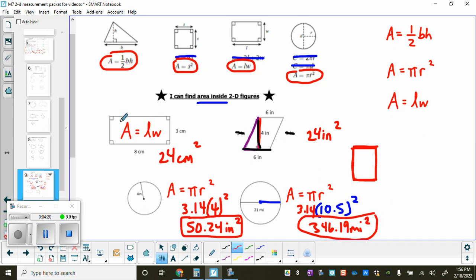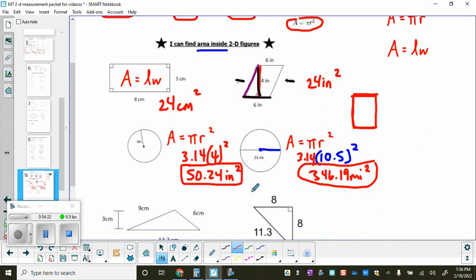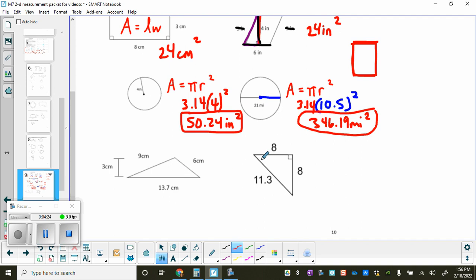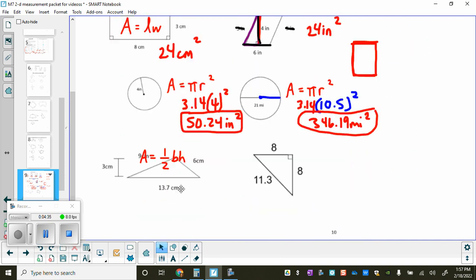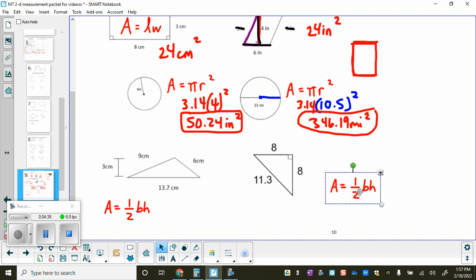All right, cool. So we've seen a rectangle, a parallelogram, and 2 circles. Now let's talk about the triangles and how the triangles can look different and have a bunch of different numbers. And let's talk about which ones we care about and which ones we need. So for the formula for area of a triangle, it's going to be half base times height. So I'm going to go ahead and put that for both of these because they're both triangles.